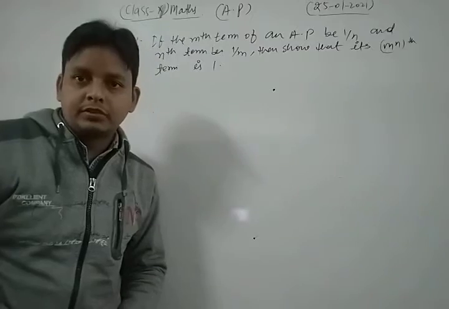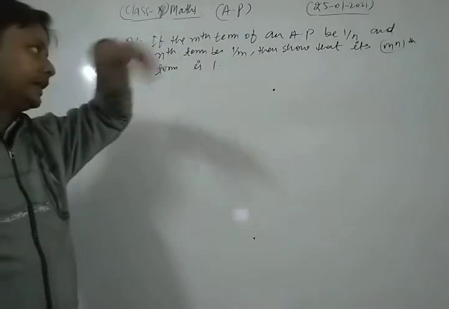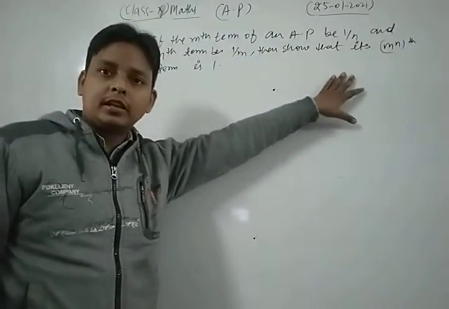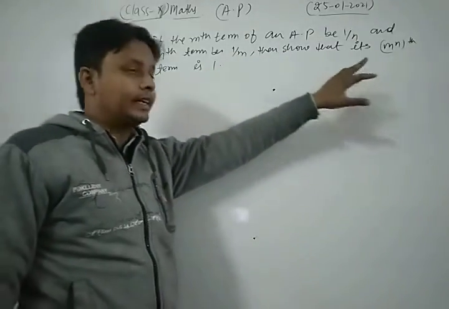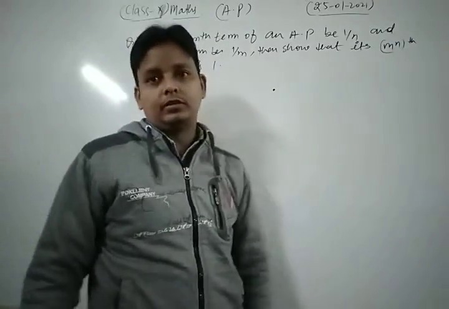So this is the question here, dear friends. First of all, the mth term of that AP is 1 upon n, and the nth term of that AP is 1 upon n. Then we have to show that its mnth term is what? 1. Now let's see its solution.